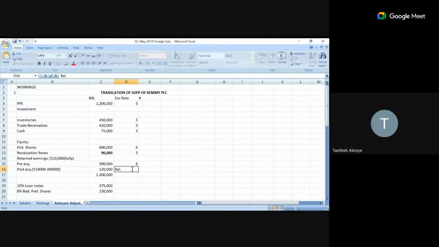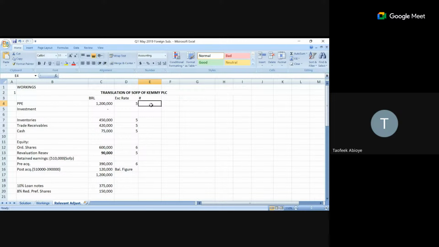And how does that balancing figure come up? We are going to explain it now. This post-acquisition will be a balancing figure. At all times, this post-acquisition will be a balancing figure in all the questions you'll be solving. The rest is going to be a DOA rate. However, in this question, the examiner told us that revaluation surplus has been included. That's why this one is 5. So the rest are going to be a DOA, except this post-acquisition, which is going to be a balancing figure.